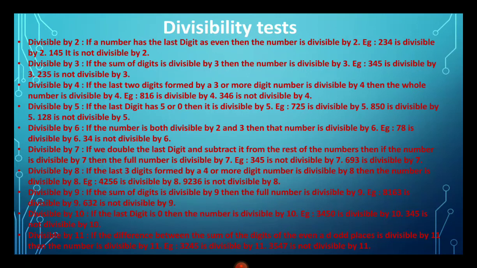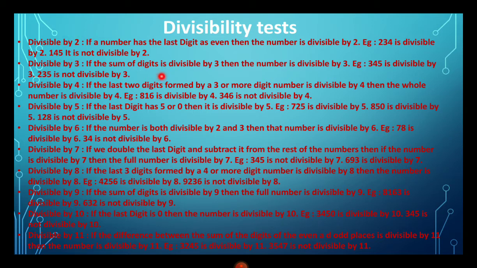Now let's look at the divisibility test. Divisible by 2. So divisible by 2 means that it's very easy. Just check if the last digit is divisible by 2 or if it is even. I have taken two examples. 234. So 4 is divisible by 2, so 234 is divisible by 2 and it is also an even number, and 145 as it is an odd number, so it is not divisible by 2.